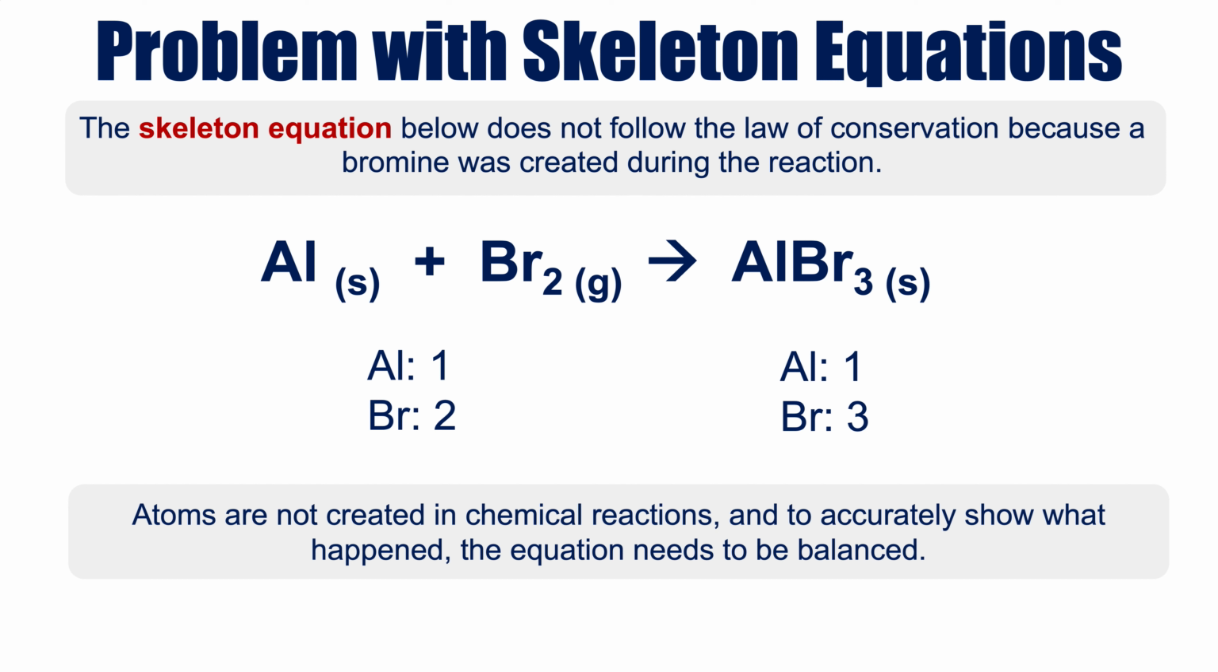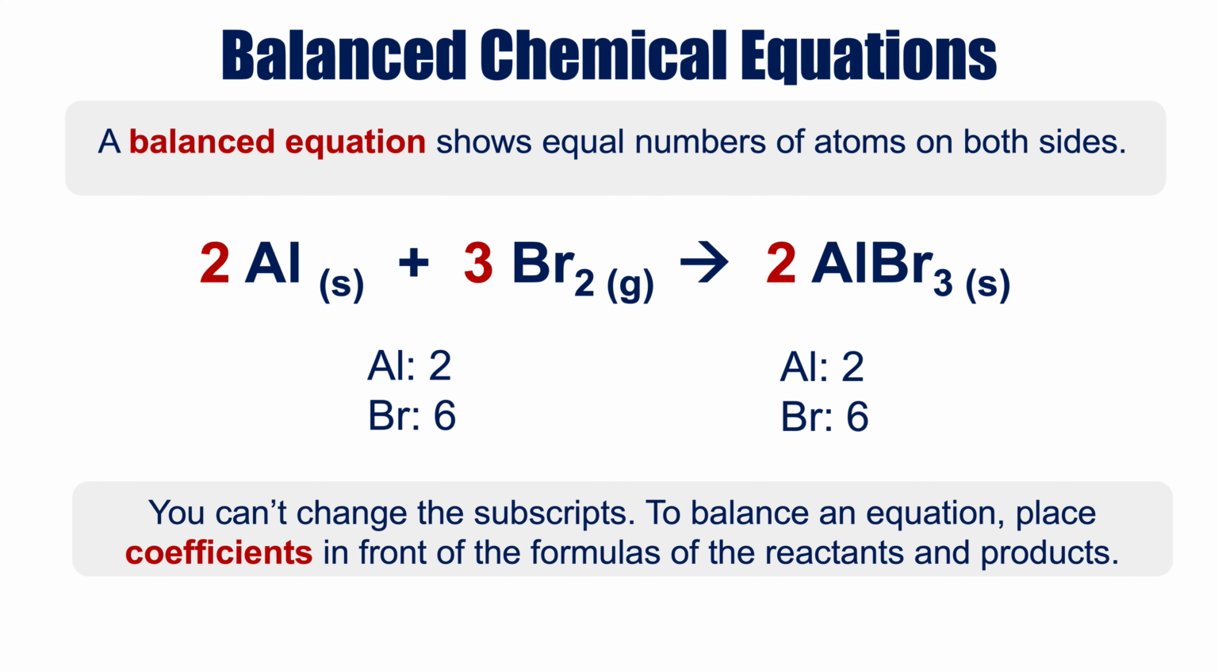Sometimes when you write a skeleton equation, it's going to follow the law of conservation of mass, but other times it's not going to be followed. For example, when I'm looking at aluminum plus bromine yielding aluminum bromide, it's not following the law of conservation of mass at this point. There are 2 bromines on the reactant side, and 3 on the product side. You couldn't make a bromine atom during the course of the chemical reaction like that. So now we need to fix this chemical equation to make sure that it's balanced.